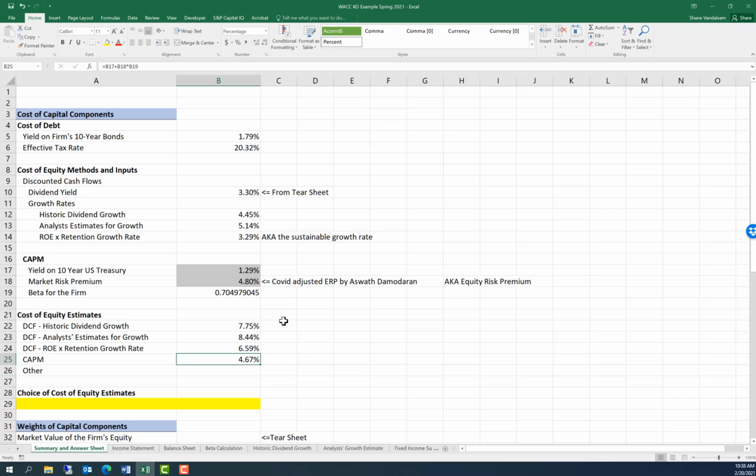So now we have 4 different estimates. The top 3 are the discounted cash flow amounts. The capital asset pricing model is the lowest at 4.67%. And then I put a place down here for other. So other may be, you know, you look at these and you kind of think in your head that, well, I want to use a different number, but that's in line with maybe some of these, or you have a different number in mind, and you can always put it down here.